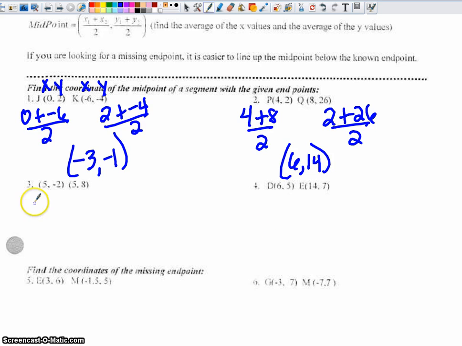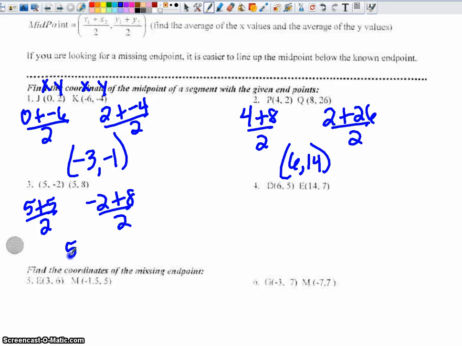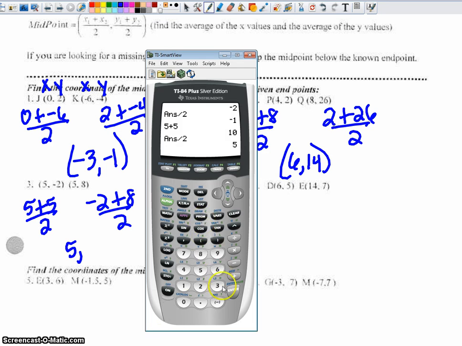So to set up number 3, it's going to be 5 plus 5 all over 2, and it's going to be negative 2 plus 8 all over 2. Take your calculator, 5 plus 5, enter, divided by 2, and you get 5 for the x value. Then go back to your calculator, negative 2 plus 8, enter, divided by 2, and you get 3 for the y value.